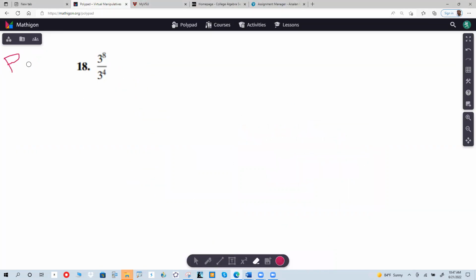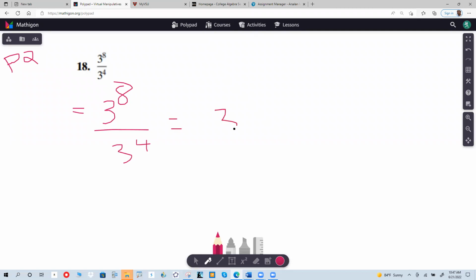All right. So remember, when you have the same base and one is below the other, you can subtract. So I'm going to write it like this. 8 minus 4 is 4. That's your answer. Done.